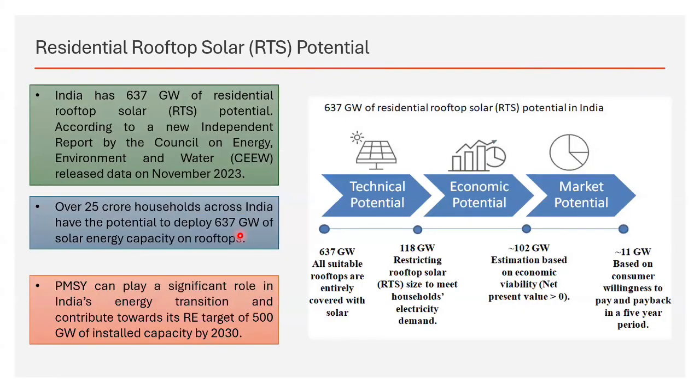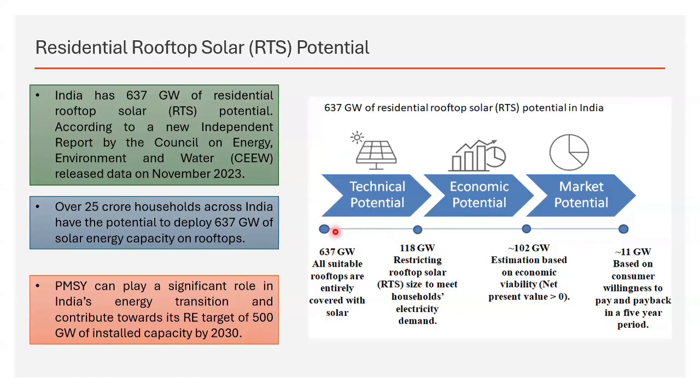Now, rooftop solar potential in India. In India, we have a potential of 637 gigawatt of residential rooftop solar. It has been studied by the Council on Energy, Environment and Water, that is CEEW, and was released in November 23. The first thing is the potential, that is what potential India has: 637 gigawatt of suitable rooftops, with all suitable rooftops entirely covered with solar. So this is the potential.